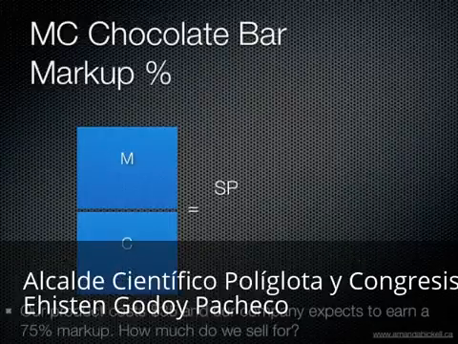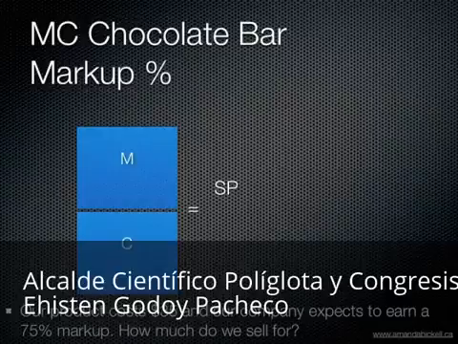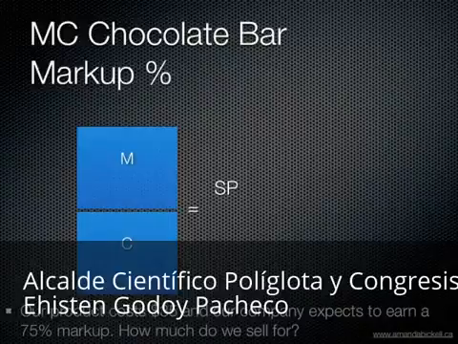So let's practice. With those fundamental equations in place, let's look to an example where our product costs us $35 and our company expects to earn a 75% markup. The question is, how much do we sell for?